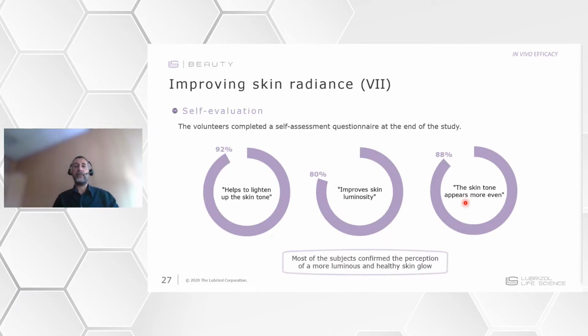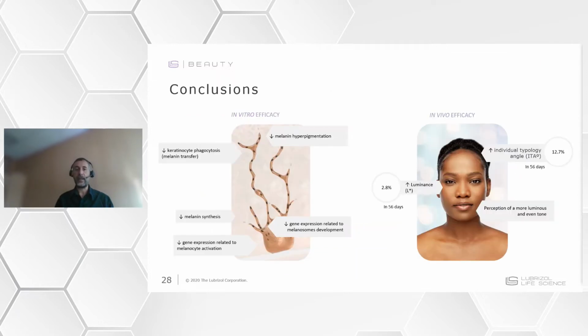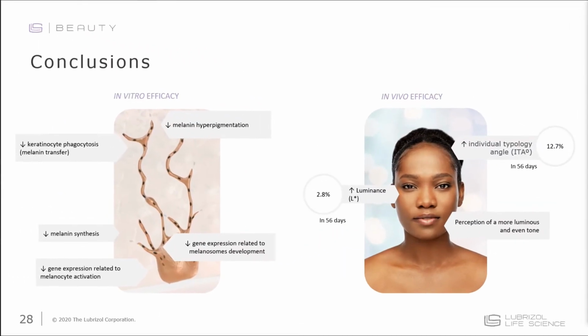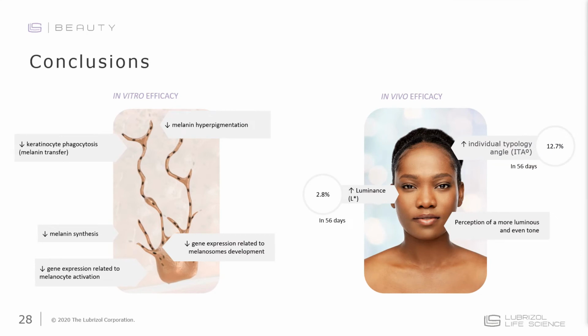In the self-evaluation of the volunteers, 22% of them said that it helps to lighten up the skin tone. 80% said that it improved the skin luminosity, and 88% said that the skin tone appears more even. So as a conclusion, we have this ingredient that controls the melanin hyperpigmentation, acting in the 4 different steps of the melanogenesis synthesis. And we have demonstrated that with only 2% we have good results in terms of luminance and in increasing the individual typology angle.